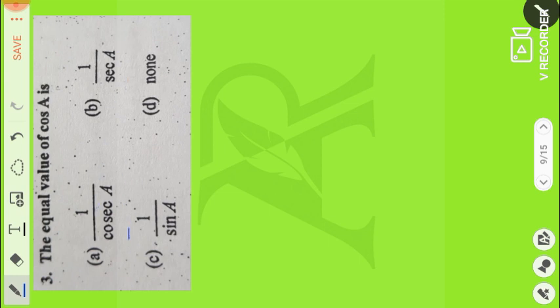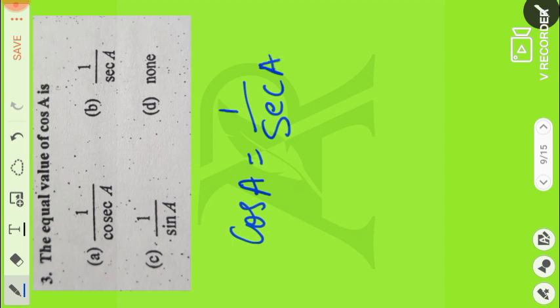See the options. The options given are 1 by cosecant A, 1 by secant A, 1 by sin A. All these are reciprocals of something. What is the reciprocal of cos A? We know the reciprocal of cos A is secant A. That is nothing but 1 by secant A. Therefore, option B is the correct answer.